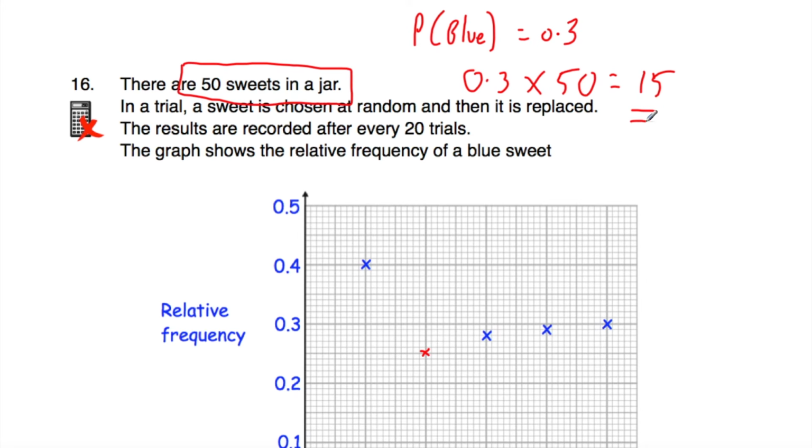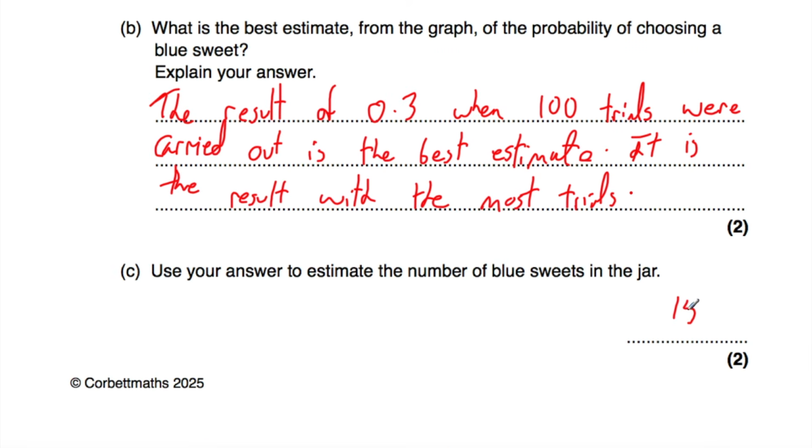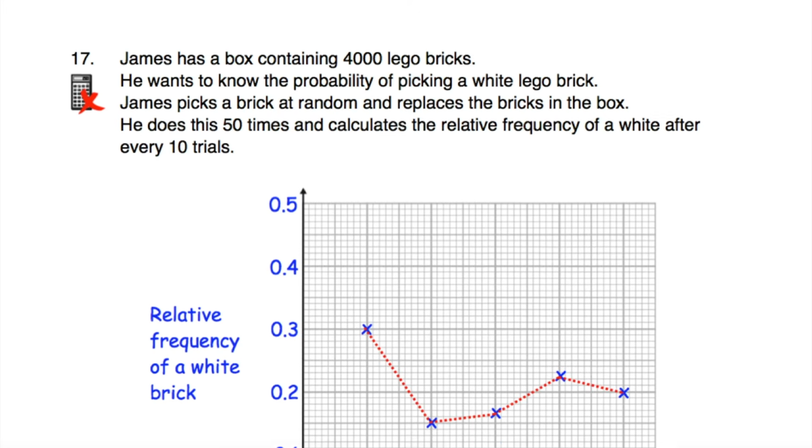So our estimate for the number of blue sweets in the jar would be 15, because the probability of choosing a blue sweet we estimated to be 0.3 or 30%. There's 50 sweets in the jar, so that means that 30% of them should be blue, and that would be 15. Or you take the probability, which is 0.3, you times it by the number of sweets in the jar, which is 50, and you get 15 as well. So the answer would be 15. And that's it. Okay, let's have a look at our next question.